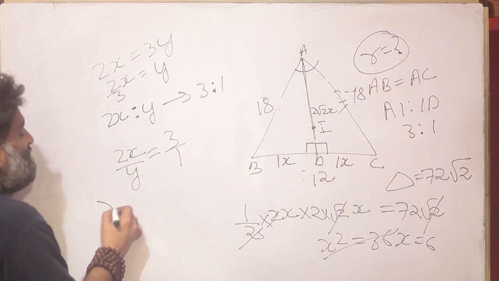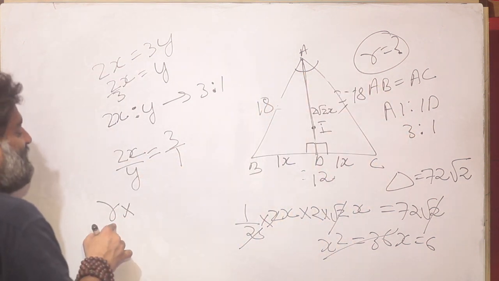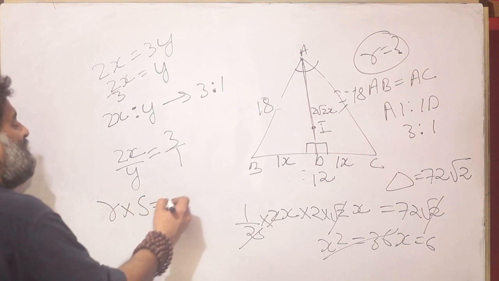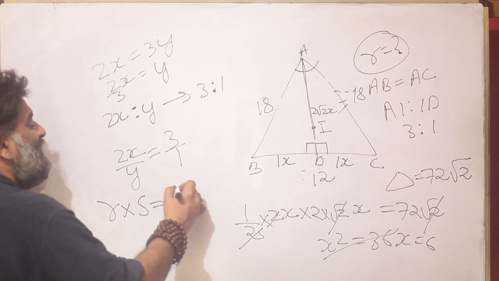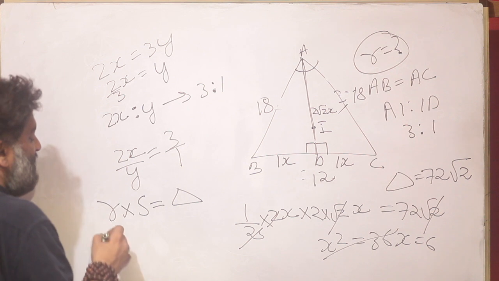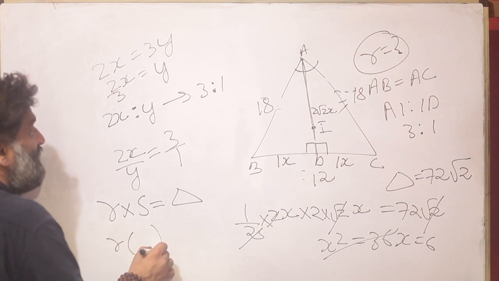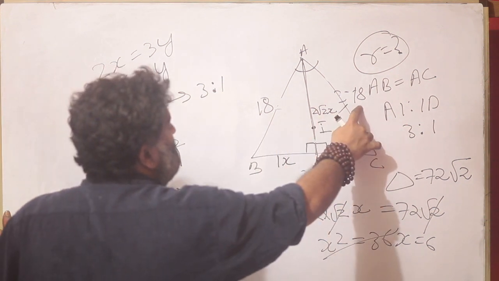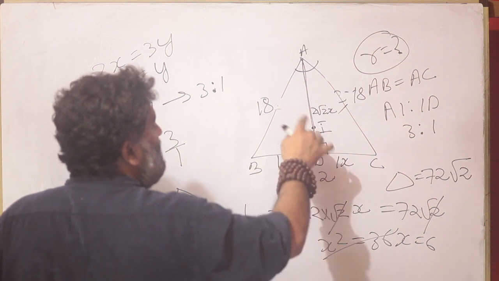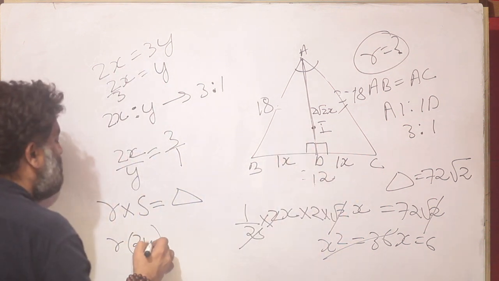The inradius can be found out by this relationship. Radius into the semi-perimeter is equal to the area of the triangle. Radius I don't have. Semi-perimeter now I have. 18 plus 18, 36 plus 12, 48. 48 divided by 2 gives you 24.